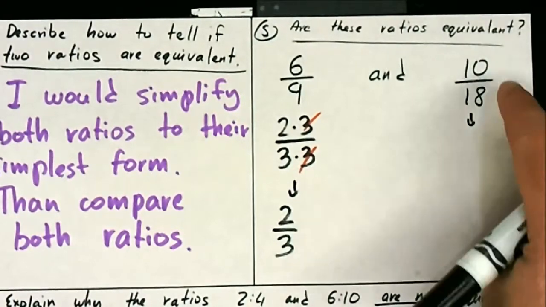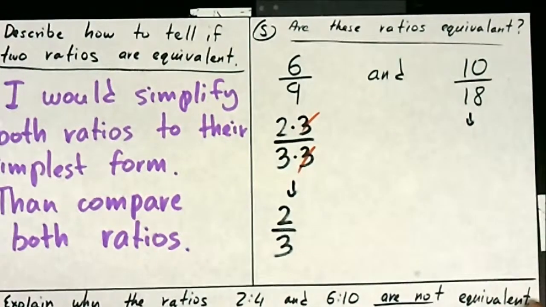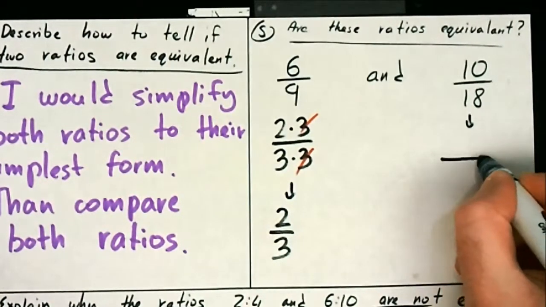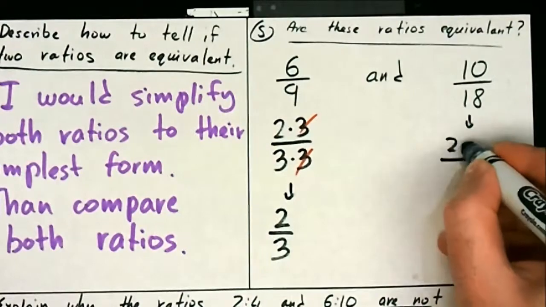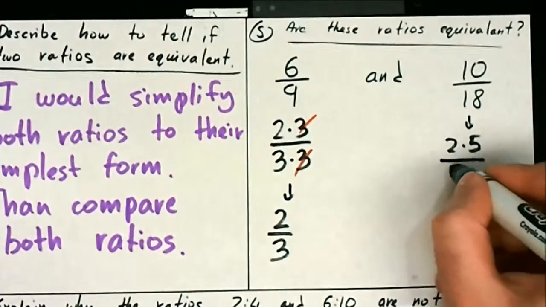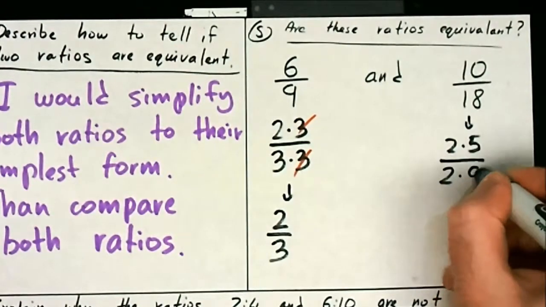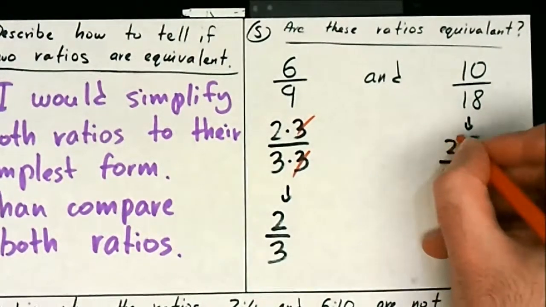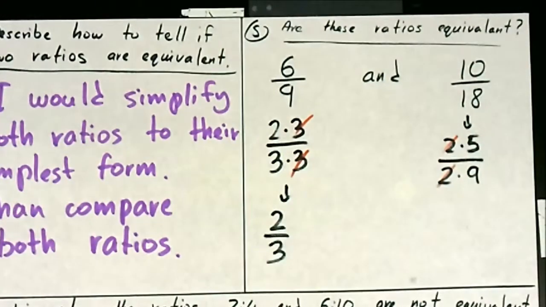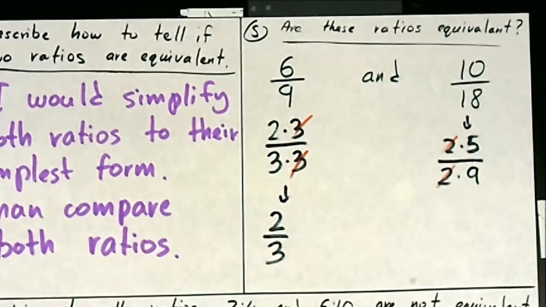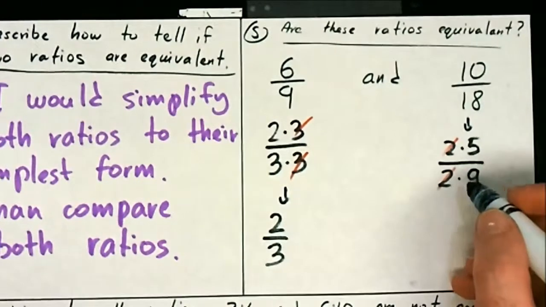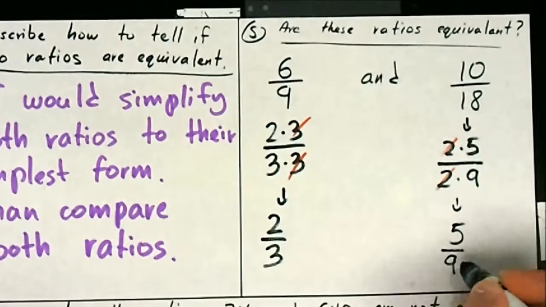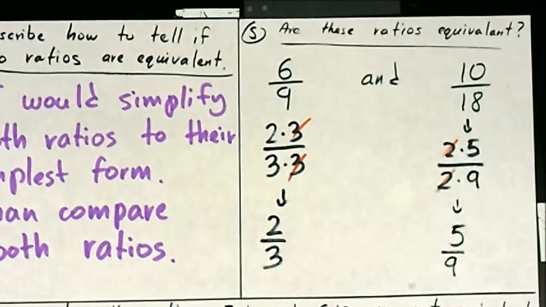So 10 over 18. What can I cancel out of both 10 and 18? Well, I can write 10 as 2 times 5. I can write 18 as 2 times 9. I'm going to cancel out the 2 from both. Okay, that's done. Which leaves me with 5/9. Is that the simplest form?